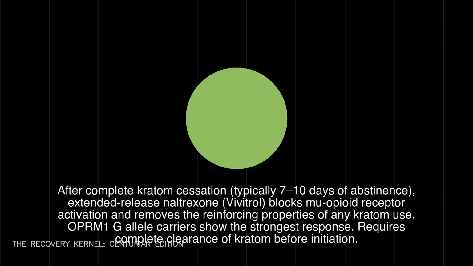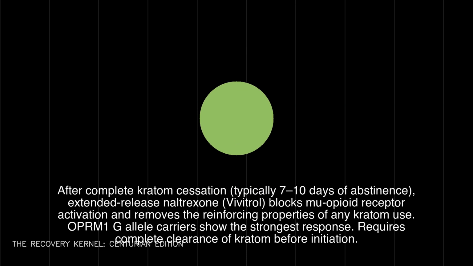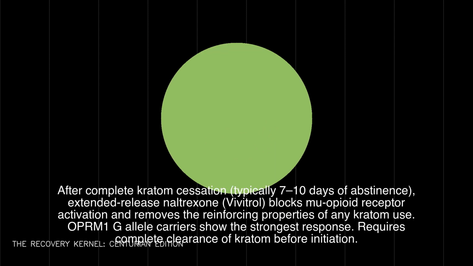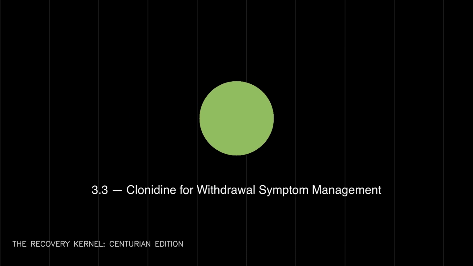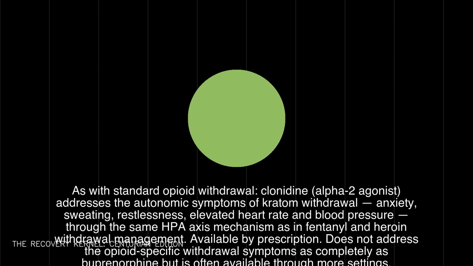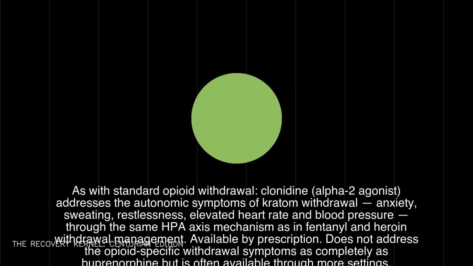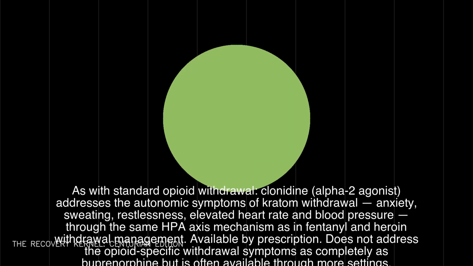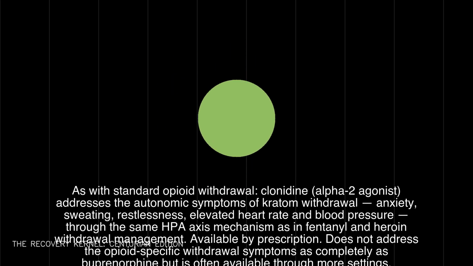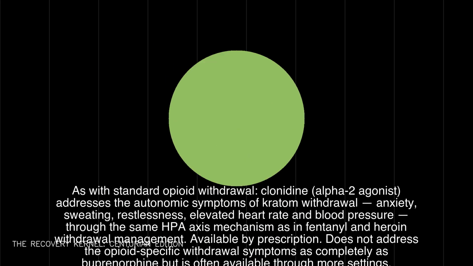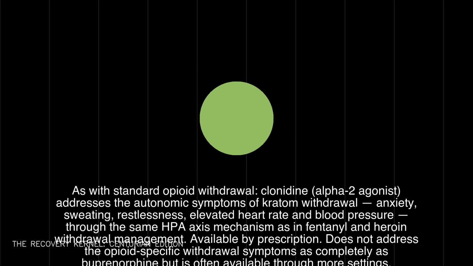3.3 Clonidine for withdrawal symptom management. As with standard opioid withdrawal, clonidine, an alpha-2 agonist, addresses the autonomic symptoms of kratom withdrawal: anxiety, sweating, restlessness, elevated heart rate and blood pressure, through the same HPA axis mechanism as in fentanyl and heroin withdrawal management. Available by prescription. Does not address the opioid-specific withdrawal symptoms as completely as buprenorphine but is often available through more accessible settings.